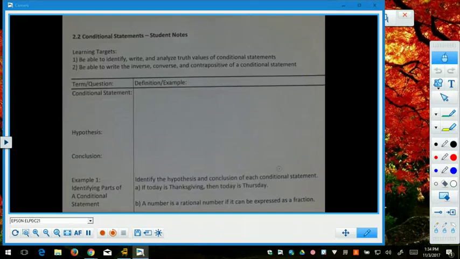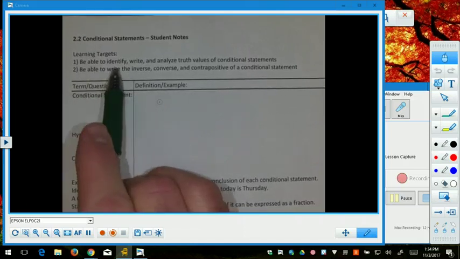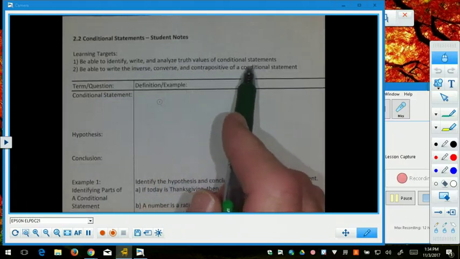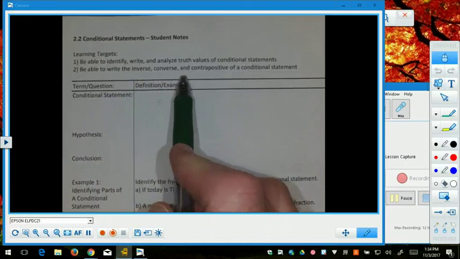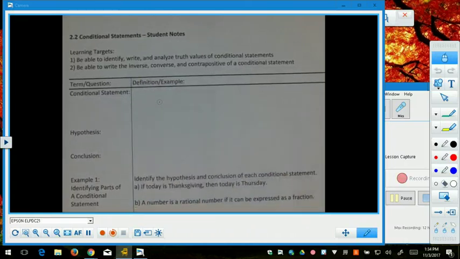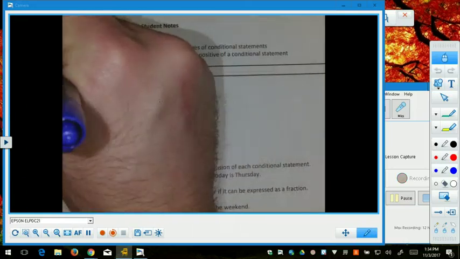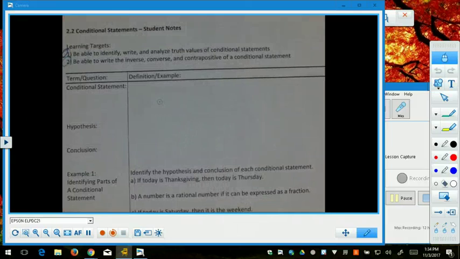This is lesson 2.2, conditional statements. The learning targets for this lesson are that you will be able to identify, write, and analyze truth values of conditional statements, and that you'll be able to write the inverse, converse, and contrapositive of a conditional statement. So the first clip is going to cover the first learning target. The second clip will cover the second learning target.